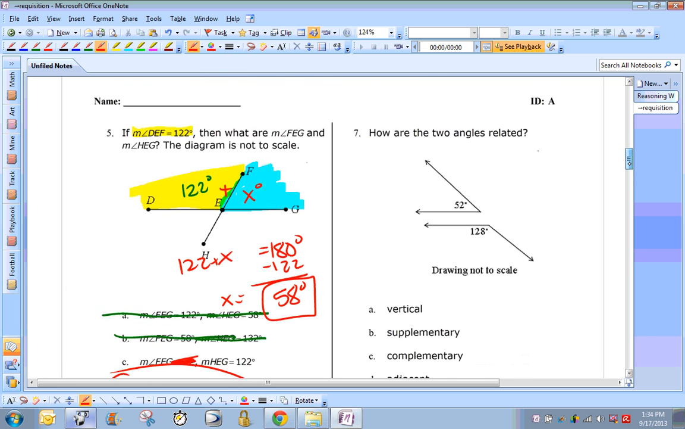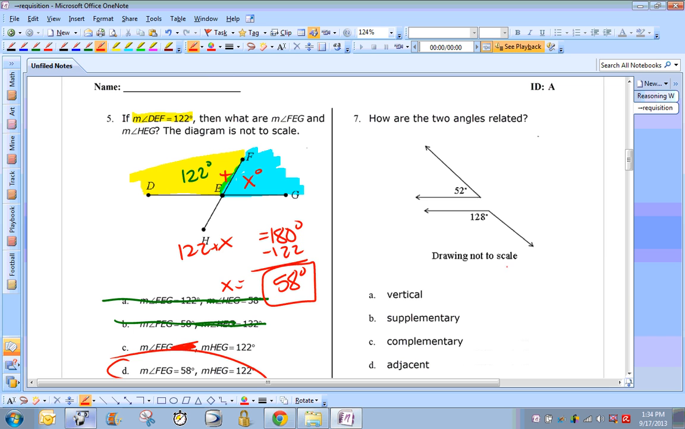Okay, number 7. What does this picture mean? Well, we know they're not vertical angles. If I were to draw vertical angles, they would be formed by two intersecting lines, and they would be my angles here in blue. So if I had two intersecting lines, the non-adjacent angles are vertical. So we know it's not A.